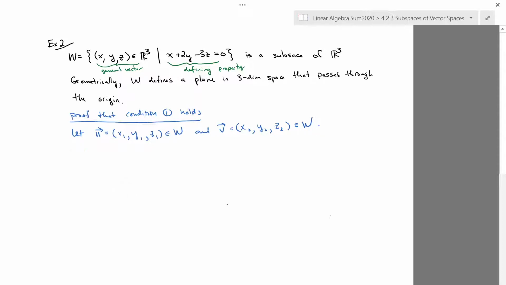Okay, so what does it mean to be in this subset? That means that the vector has to satisfy this property. So x1, y1, and z1 satisfies this, and x2, y2, z2 also satisfies this.